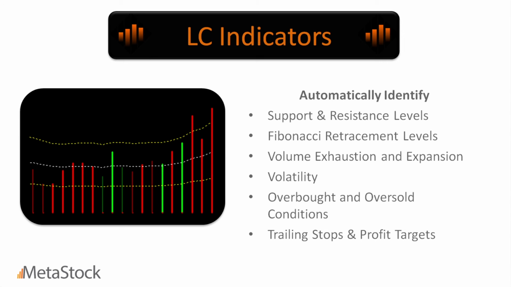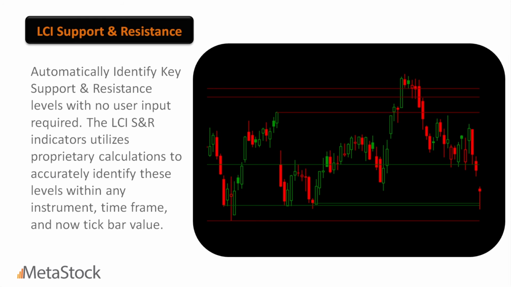In addition to all of that, we've also added the LCI indicator system. And LCI is a completely complete system. We could have charged for it as an add-on. The person that created this was a great MetaStock coder that used to work for us, and now he's managing money for a living. This system automatically generates buy and sell signals using support and resistance, Fibonacci retracements, volume exhaustion and expansion, volatility, overbought and oversold conditions, and trailing stops and profit targets.